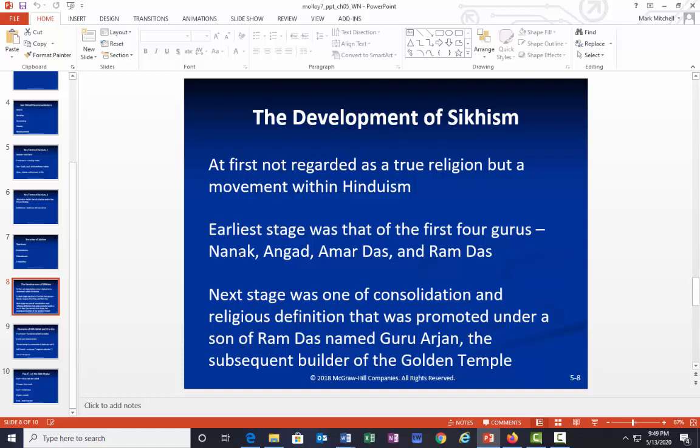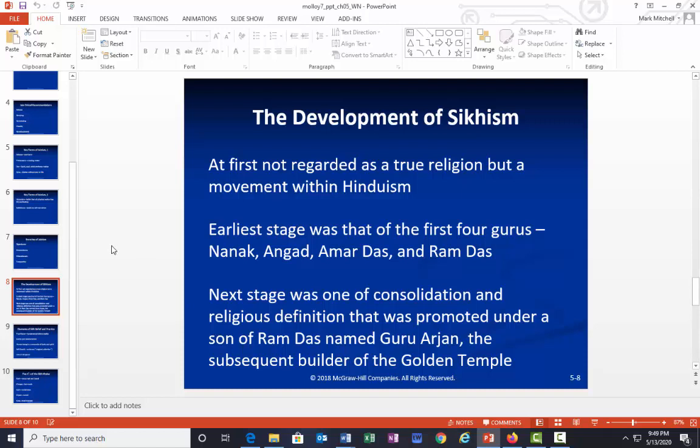Okay, so when we start out, before we get to the development of Sikhism, we really want to look at its founder. The founder is Nanak, and he was born somewhere before 1500. He is considered the founder of Sikhism. Now, he was born in what today we know as Pakistan, and he grew up in a Hindu family. So that's important in terms of what's going to happen a little bit later.